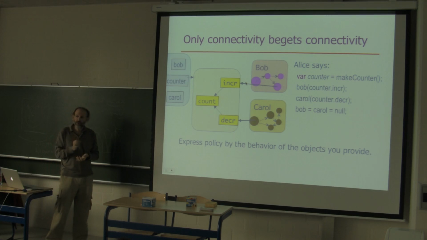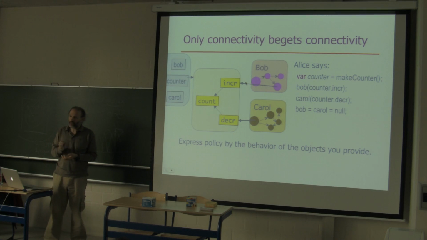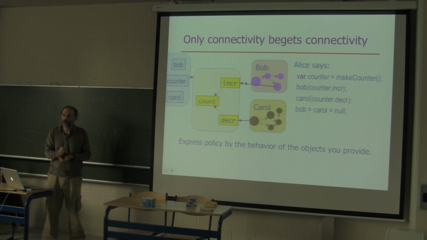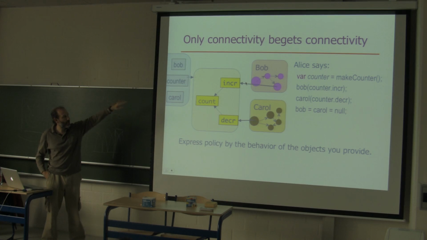This contains the central lesson of how practicing security with object capabilities differs from the security you're used to. With object capabilities, you express policy by the behavior of the objects that you provide. The make counter code combined with this code over here for instantiating and wiring things up expresses and enforces the policy corresponding to the prose that I just explained.